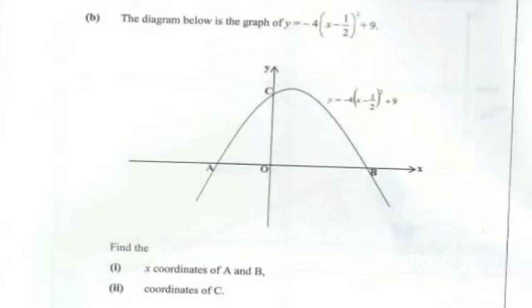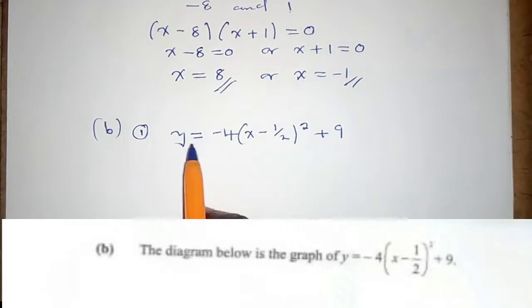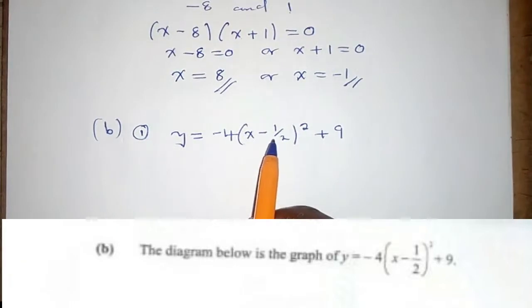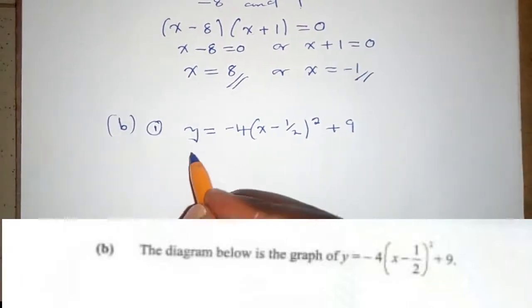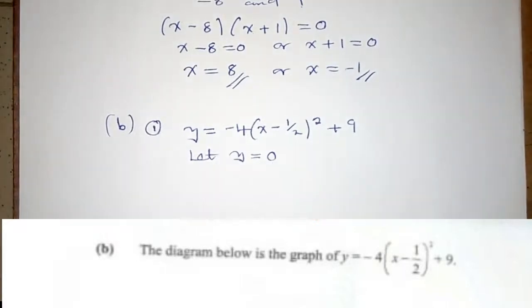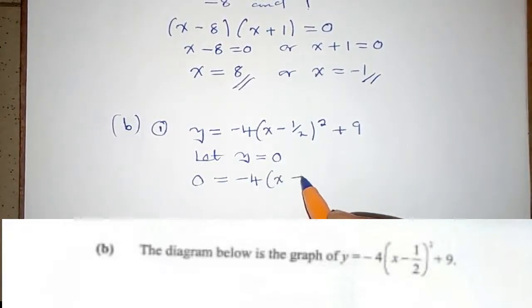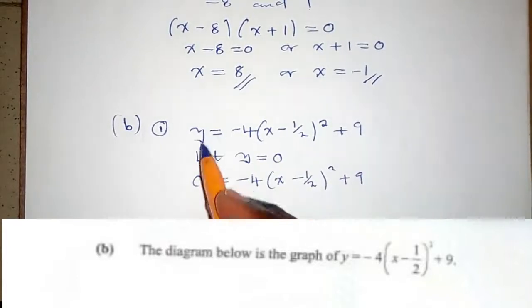So here, if you're able to see nicely, the idea on question B1 is what we call the completing the square method. So you let y be equal to 0. Where you're able to see y, you put 0. So it will look like this. So I've put 0 here.